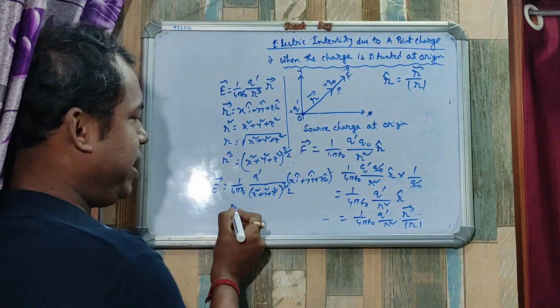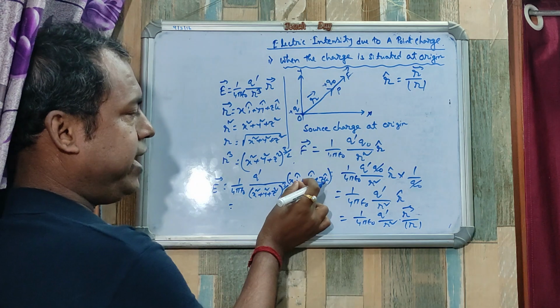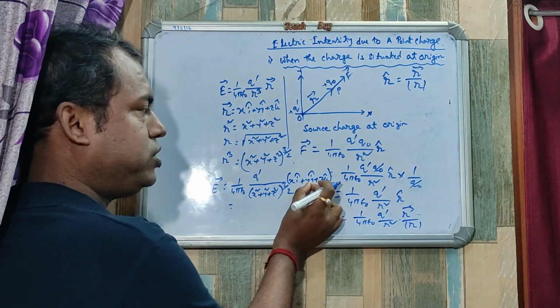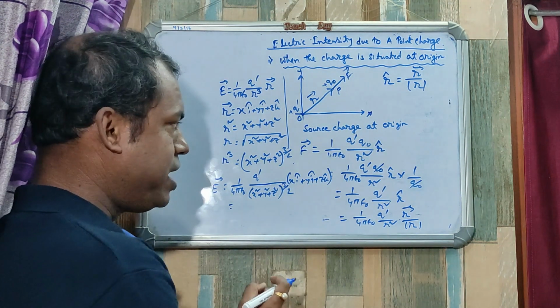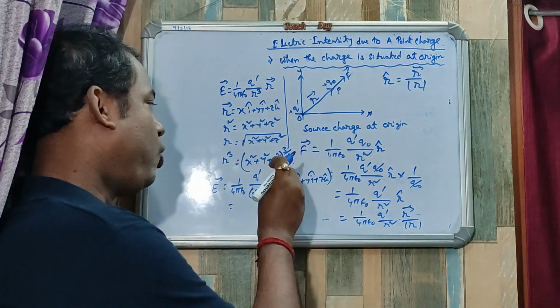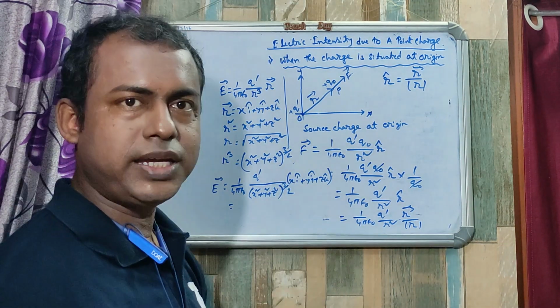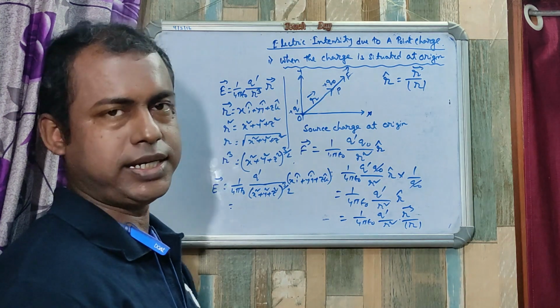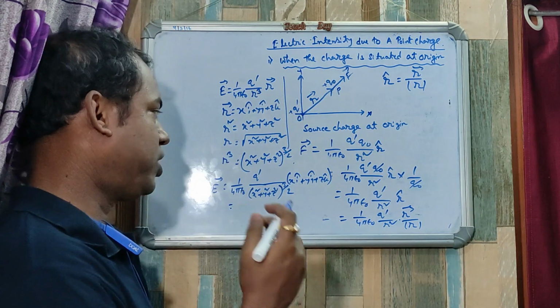Now if I multiply these terms with x into i cap, this term with y into j cap, and this term with z into k cap, that gives the components: the x direction component of the electric intensity, the y direction component of the electric intensity, and the z direction component of the electric intensity.